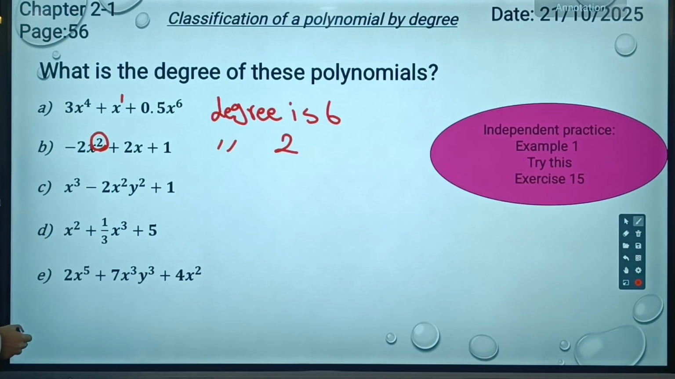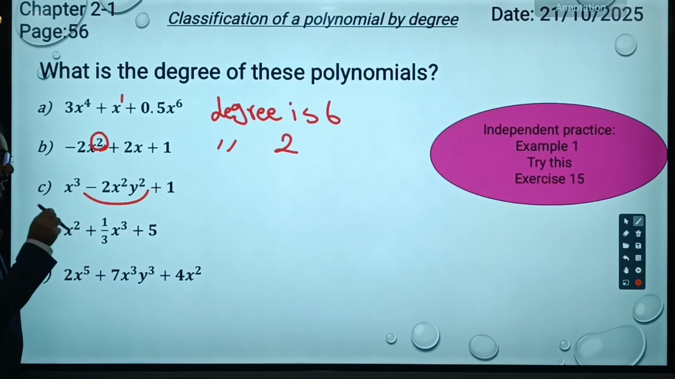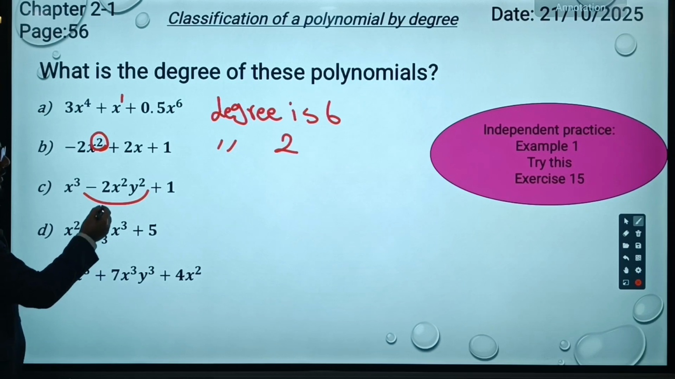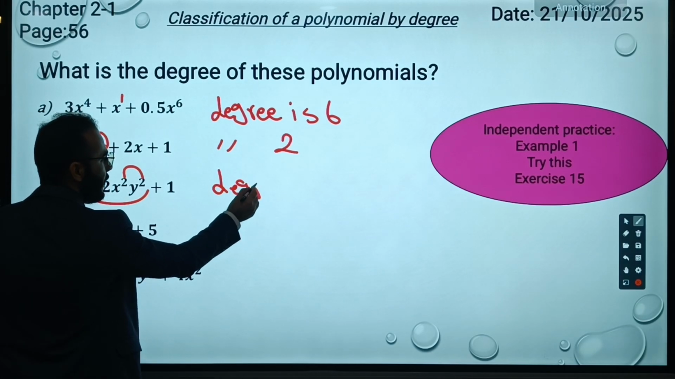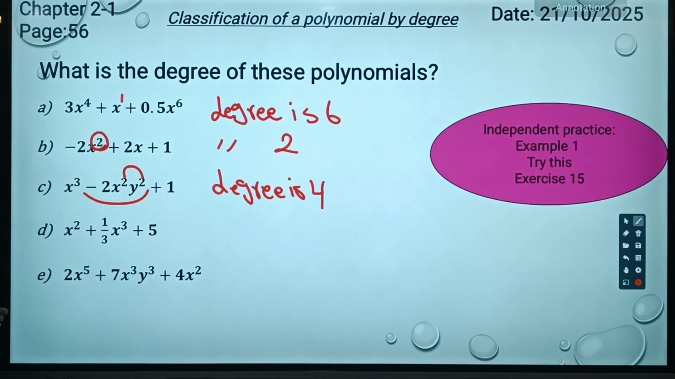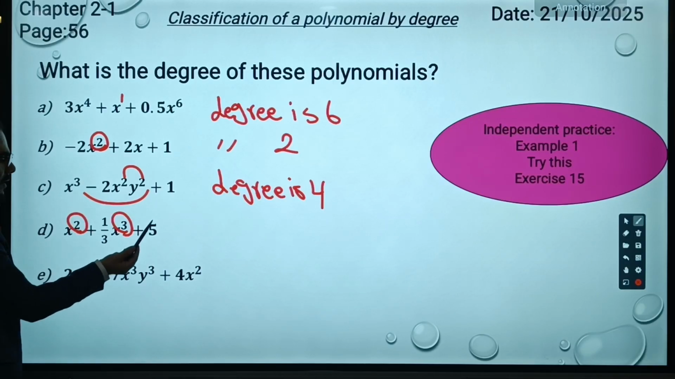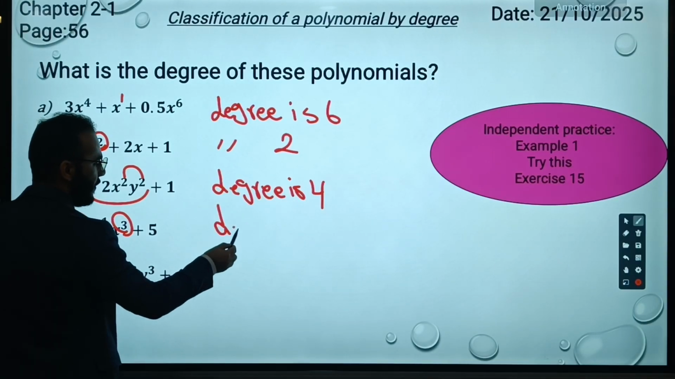And here, okay, there is a term which is negative 2x squared y squared. In that term, we have 2 variables, so the sum of their exponents, 2 plus 2, 4. In that case, degree would be 4. How about the next one, part D? How many variables do we have? Be careful. We have one variable, which is x. So the highest exponent, here the exponent is 2, here the exponent is 3, and here is 0. So the degree would be the highest one, which is 3.